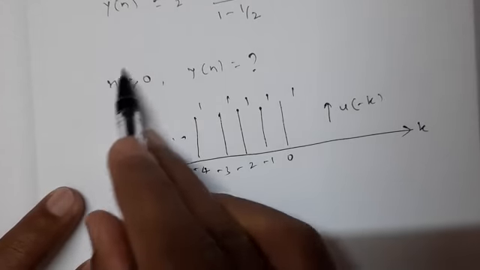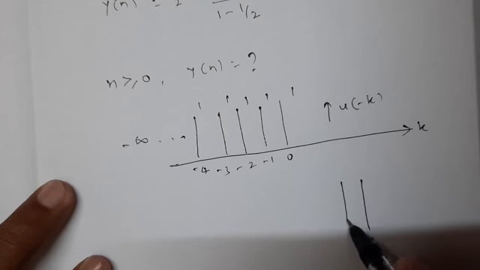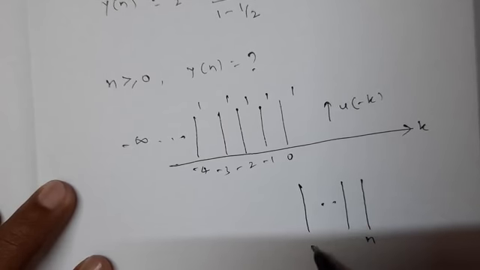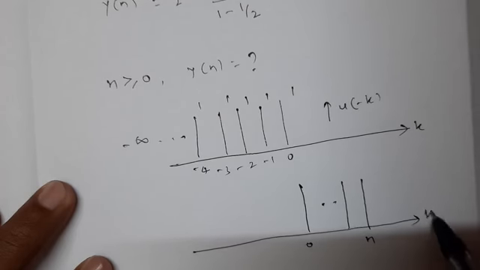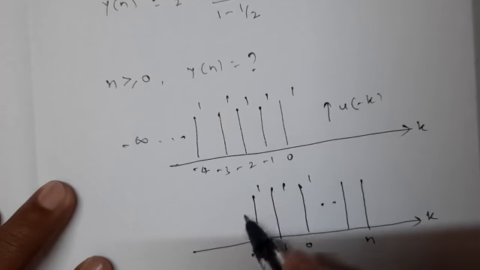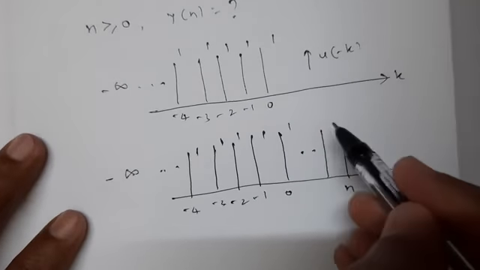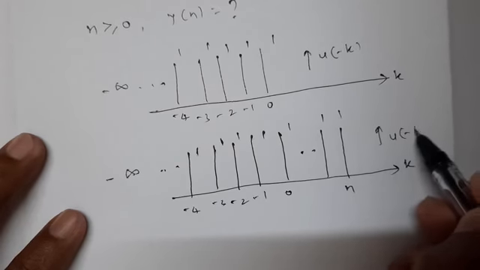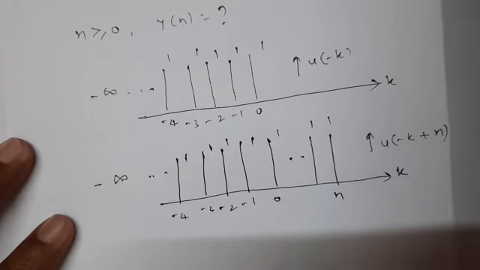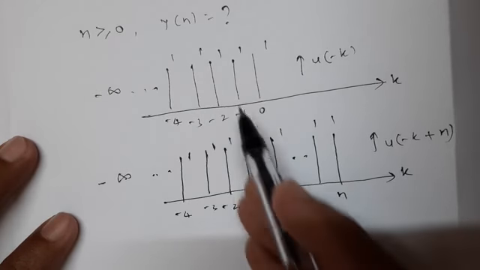Now check, n is greater than or equal to 0. I will take the value of n somewhere here, greater than 0. So somewhere here it is 0. This is k. This is minus 1, minus 2, amplitude 1, minus 3, minus 4 and so on, again towards minus infinity. This signal is u of minus k plus n. Now you try to check where the signals overlap.